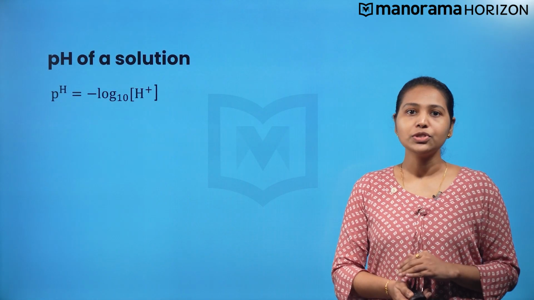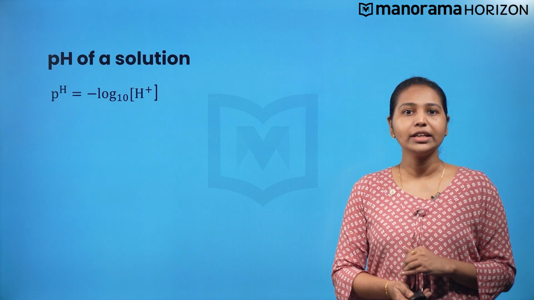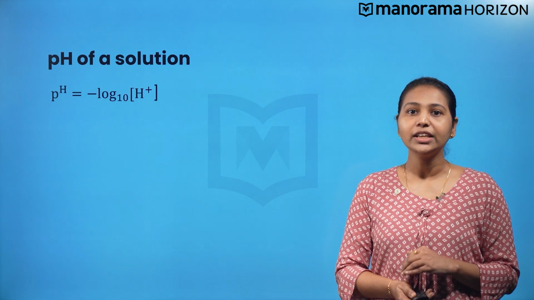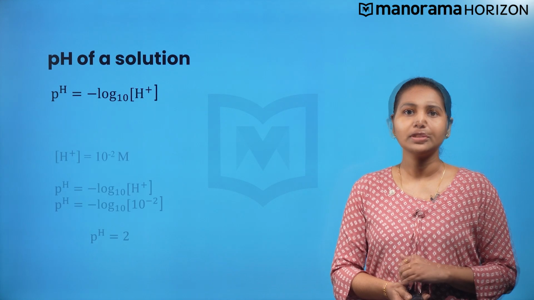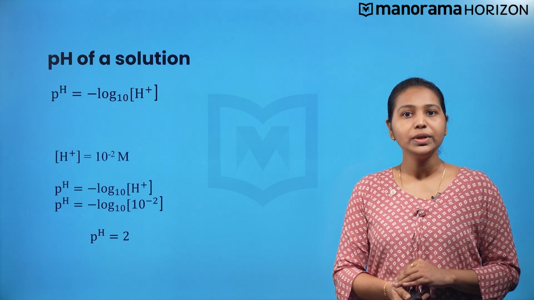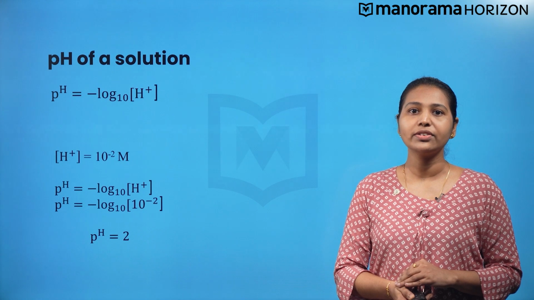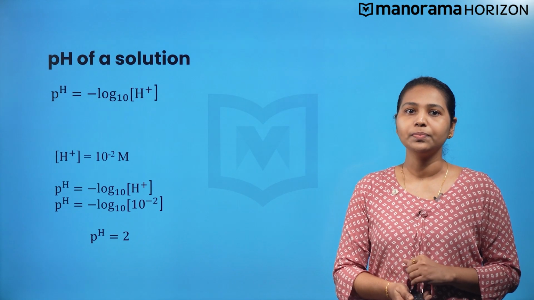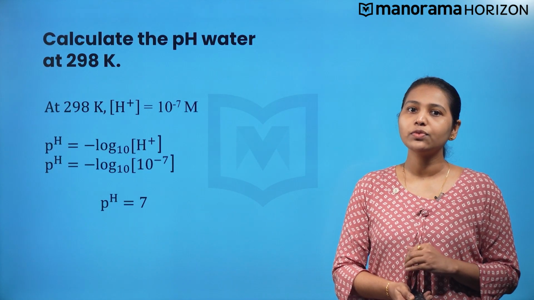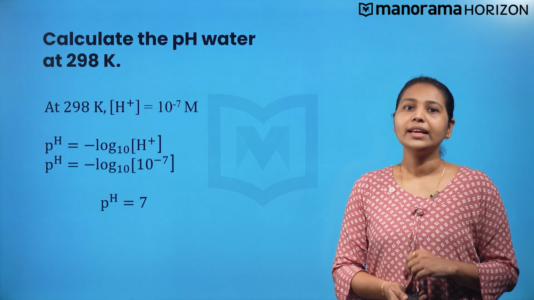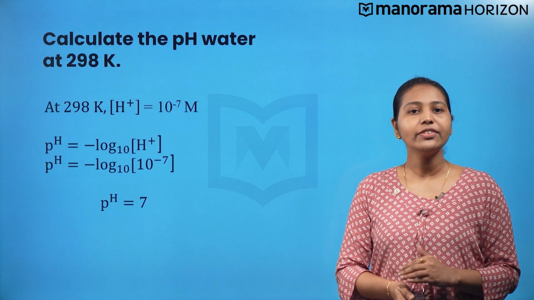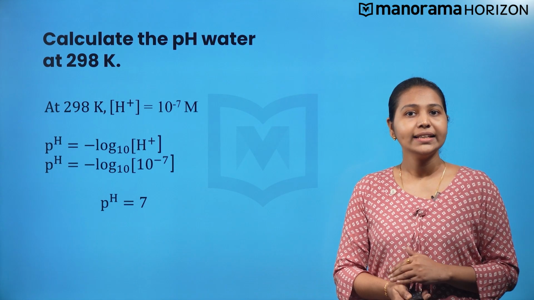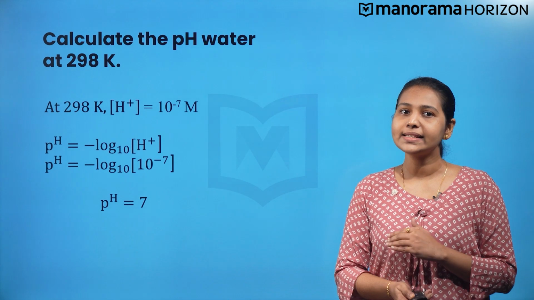The pH of a solution is defined as the negative logarithm to the base 10 of the activity or molar concentration of hydrogen ions in that solution. Thus, a solution of HCl with 10 raised to minus 2 molar concentration will have a pH of 2. Now, can you calculate the pH of water at 298 Kelvin? Well, at 298 Kelvin, pure water has a hydrogen ion concentration of 10 raised to minus 7 molar. Hence, the pH of pure water is 7.